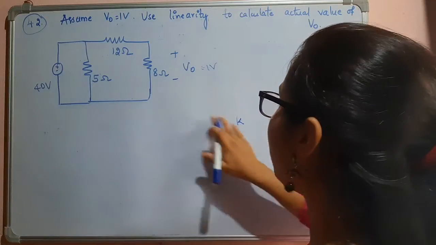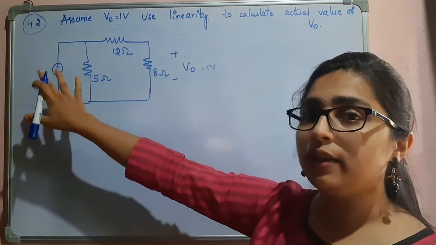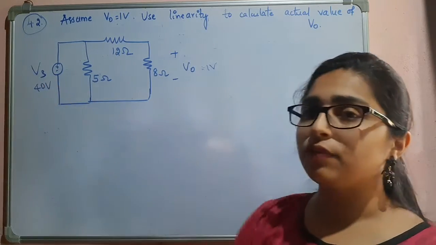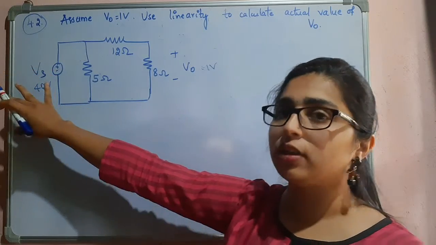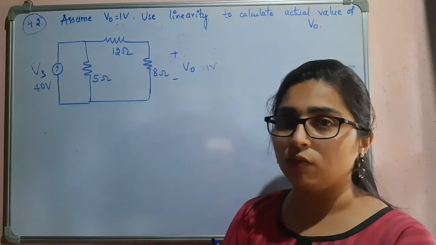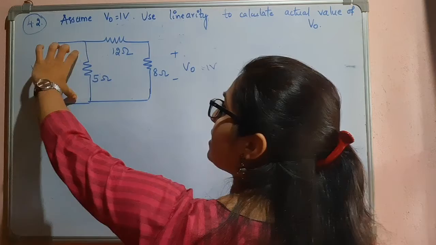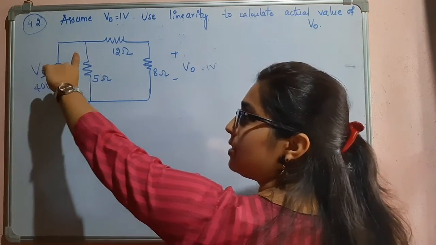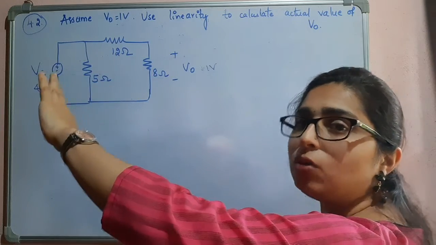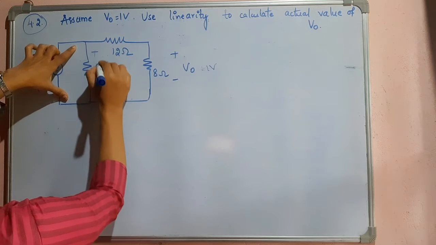Now, we have only one independent source, that is a voltage source. So let us assume this value as Vs. We will not consider 40 volts, we will consider it as Vs, but we will be assuming V0 as 1 volt. There is a resistance in parallel with the voltage source, so we can ignore that resistance actually. So the voltage across this also will be Vs.